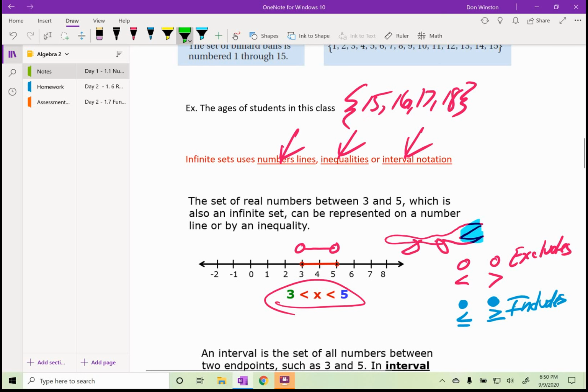Don't you just love my alligator though? Oh, make him green. Yum yum. So let's see here.